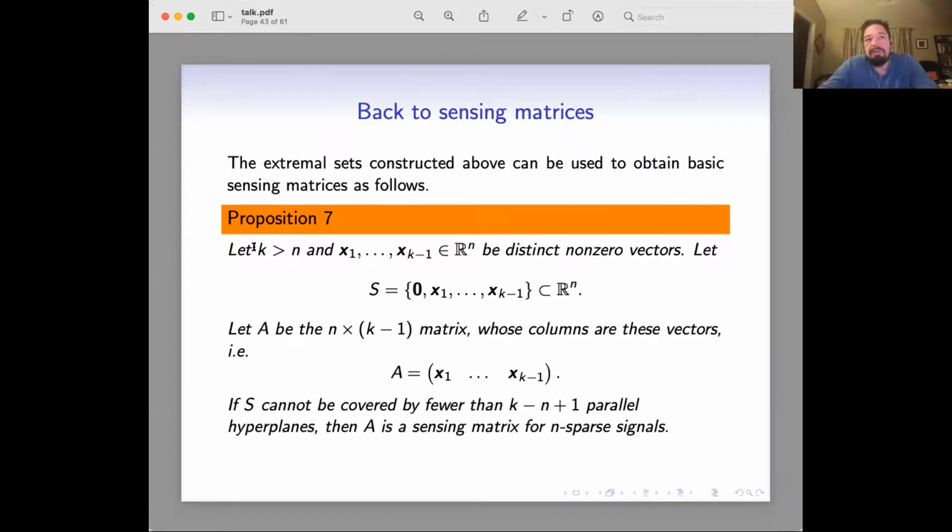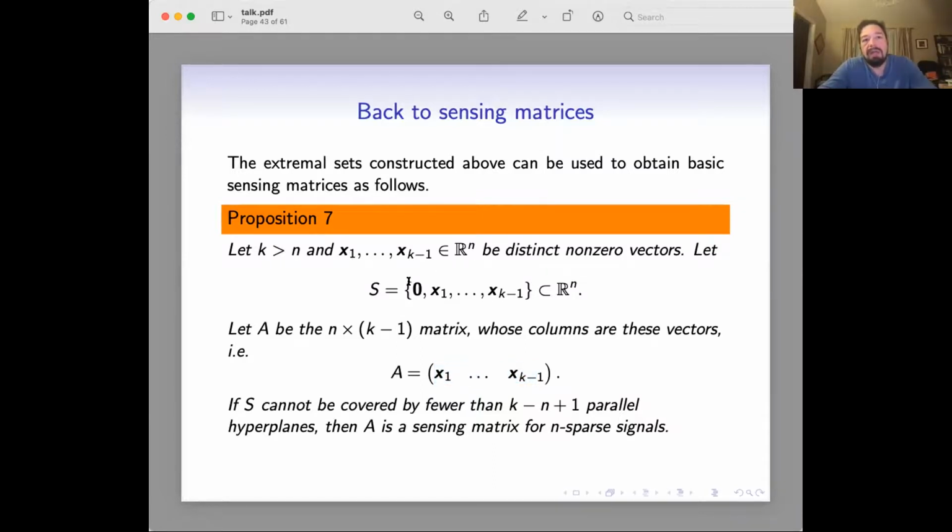So suppose k is bigger than n, and suppose x1 through xk minus 1 are distinct non-zero vectors in Rn, and let S be this set. So now this is a set of k vectors because I'm also adding 0 to this set. So now let A be the n by k minus 1 matrix. So it consists just of the x vectors, not that I throw 0 out.